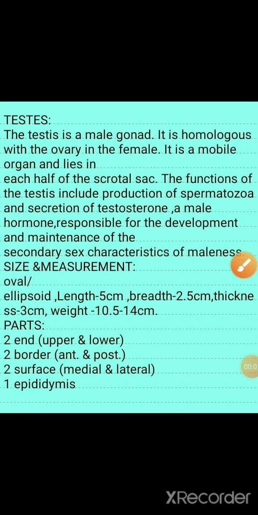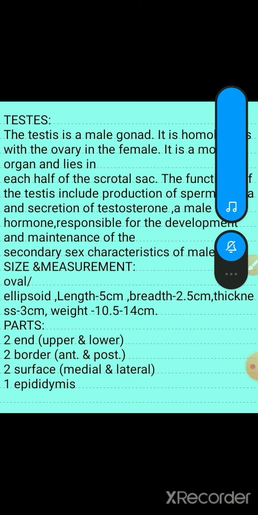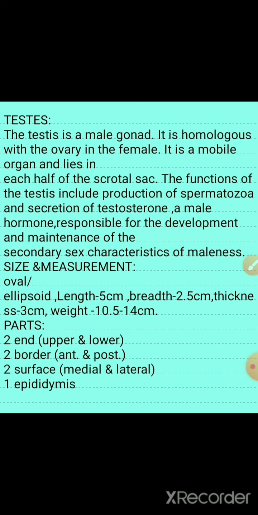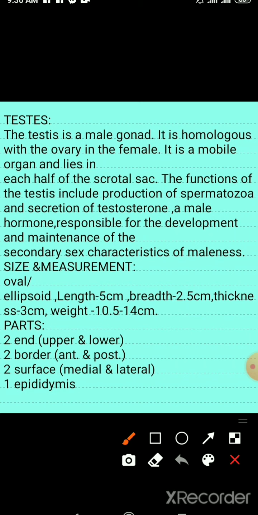Bismillahirrahmanirrahim. Today we learn about the male internal genitalia. So at first come to the testis. The testis is a male gonad, and in female the homologous part is known as ovary. And the testis is a mobile organ and it lies in each half of the scrotal sac, and it is suspended by a spermatic cord.